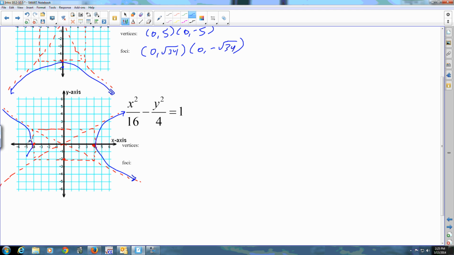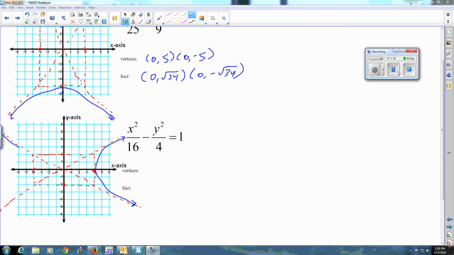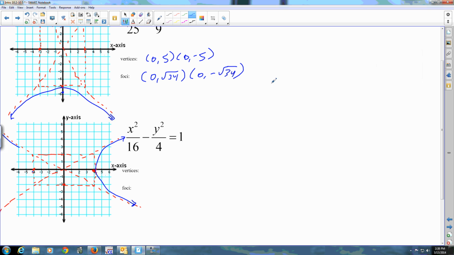Whoops. Whoops, that one's just awful. I should erase that. Let's try again. That one's just awful. Okay guys, sorry for the interruption. Then finishing this one, coming along, going through that vertex, heading out this way.